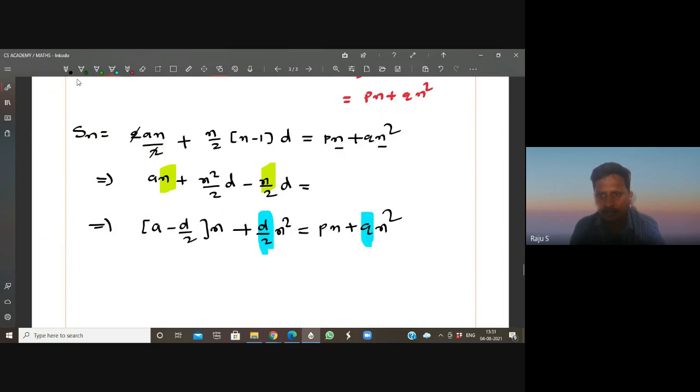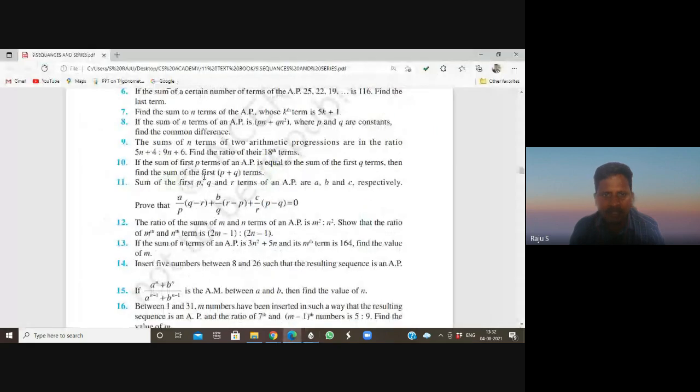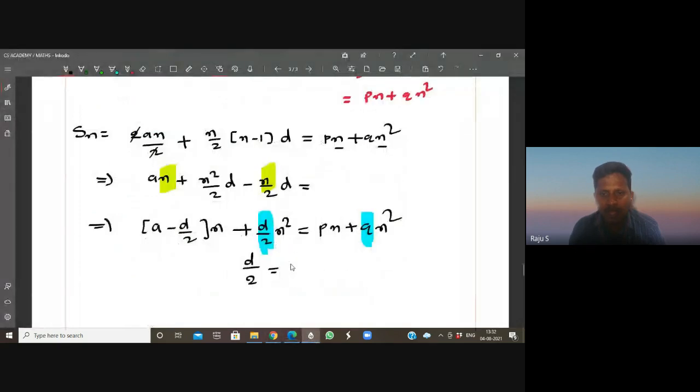Here Q. We want to find the common difference only, no? They are asking for the common difference. See here in the question, they are asking: find the common difference, which means we need to find the small d value. For that, comparing the n square coefficient on both sides, we got Q. So which implies the common difference d is equal to 2q.